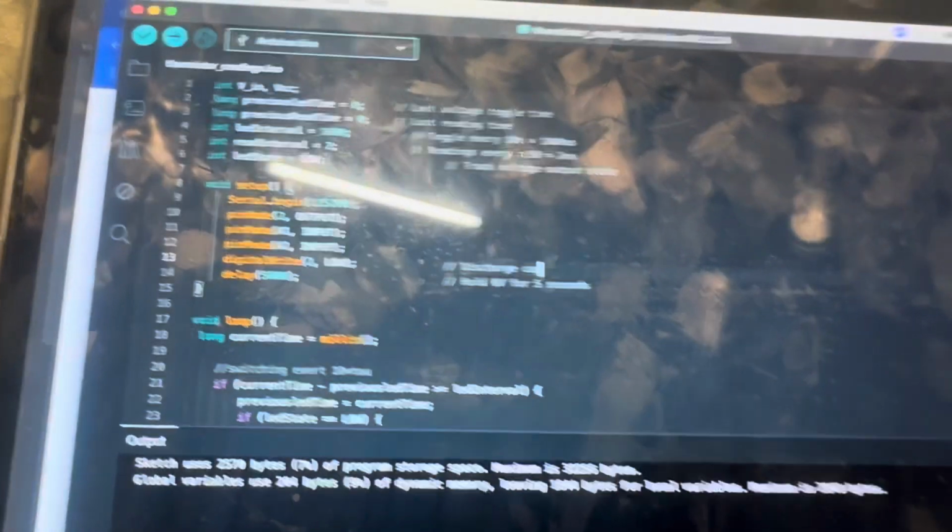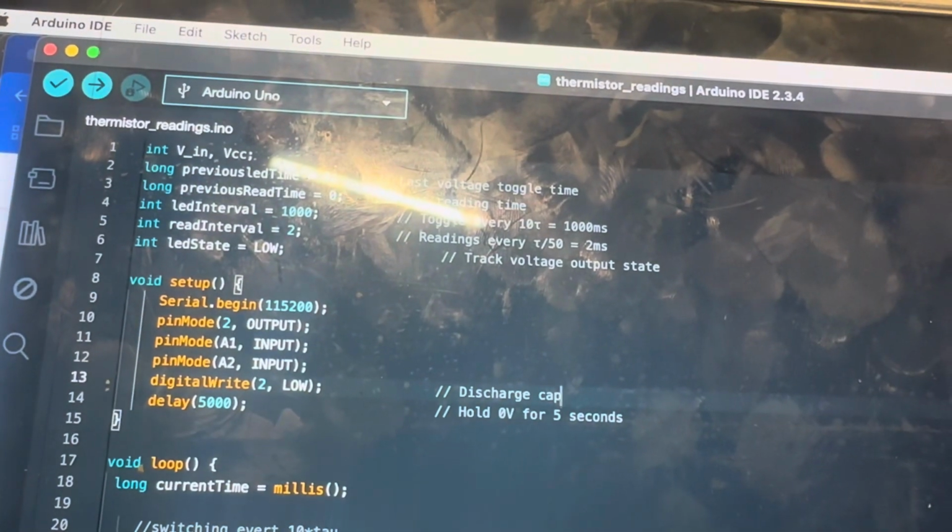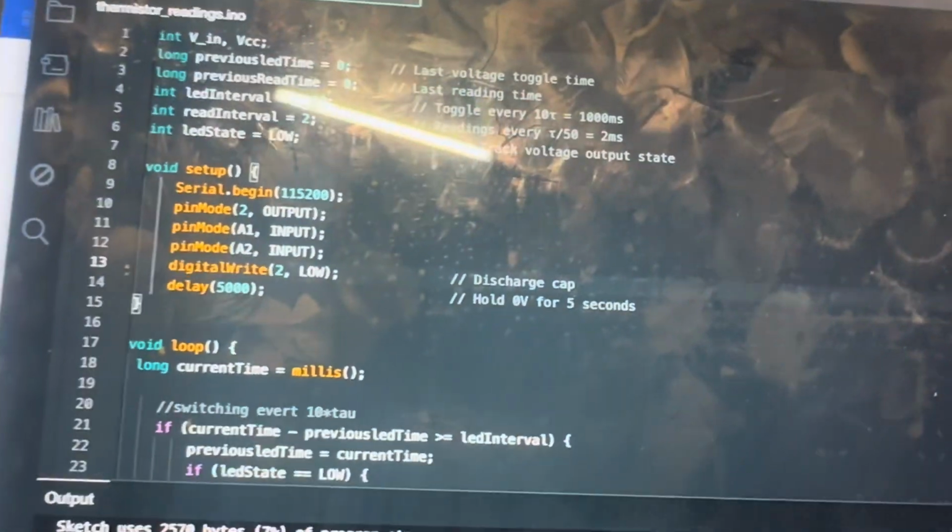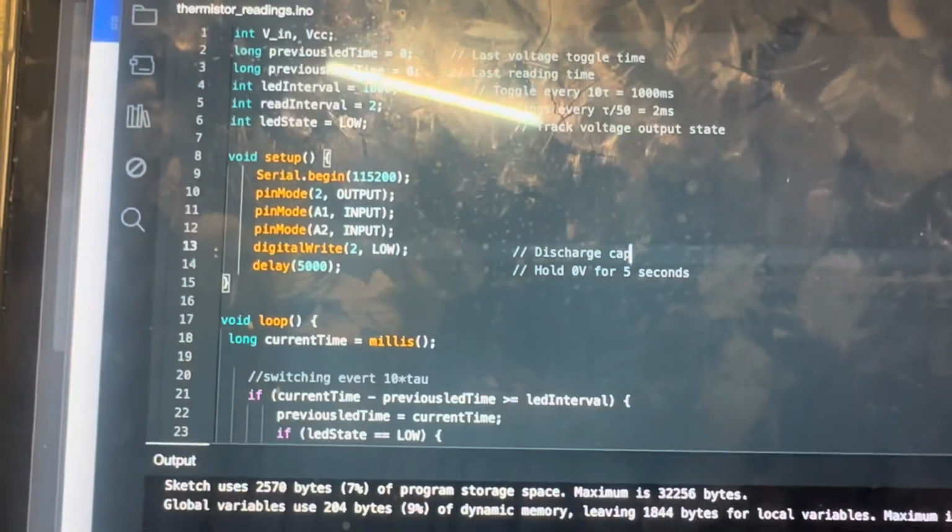And then also at the beginning there is a delay of 5,000 milliseconds, which is holding the 0 V for 5 seconds, allowing the capacitor time to discharge.